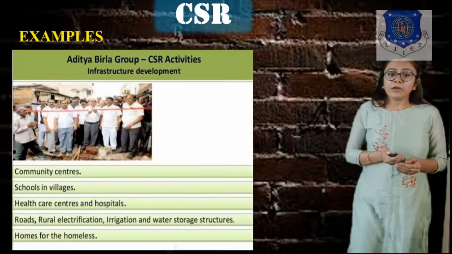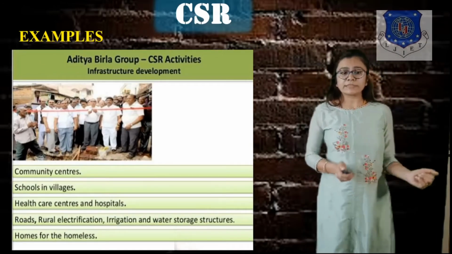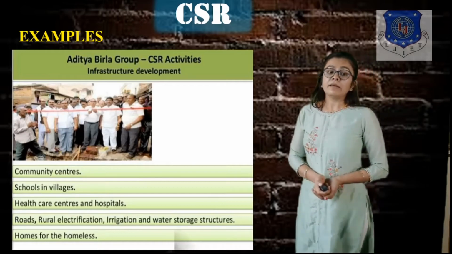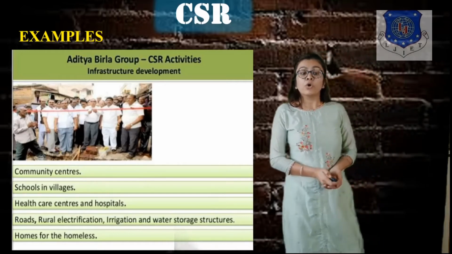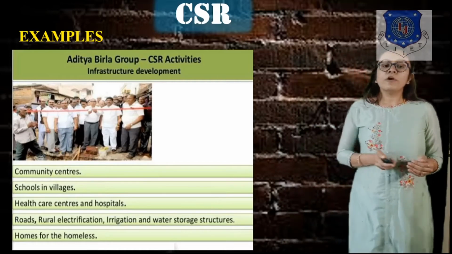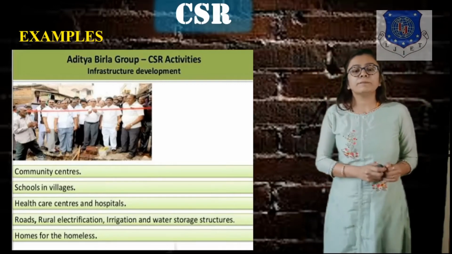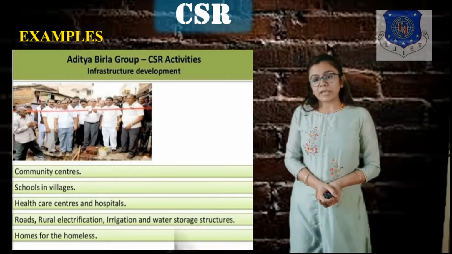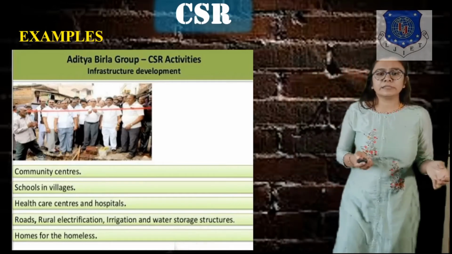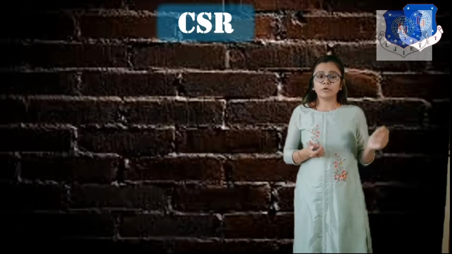Next, the field of infrastructure development. First one, community centers, schools in villages, healthcare centers and hospitals, roads, rural electrification, then homes for girls. These are the activities of the Aditya Birla company towards infrastructure development. Different companies have different activities. Here I am just discussing the activities of the Aditya Birla group.